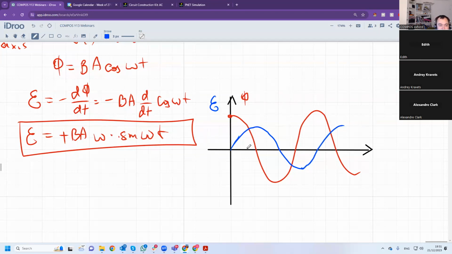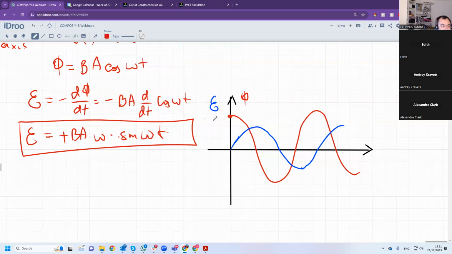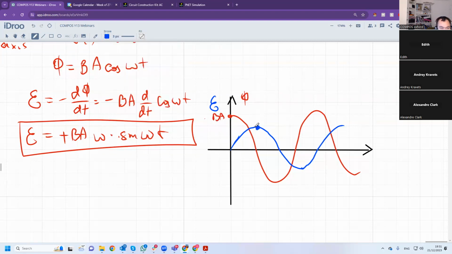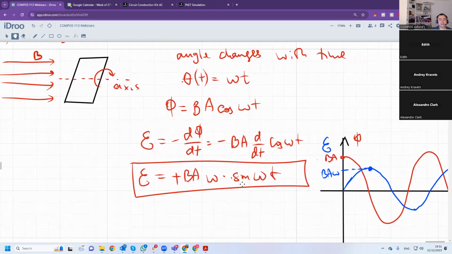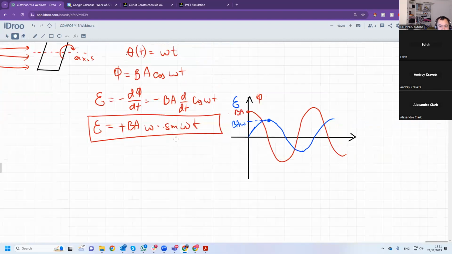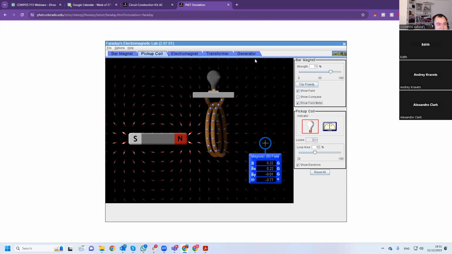All right. So the maximum value for phi is going to be BA. And the maximum value for this one is going to be BA omega. Okay, don't worry too much about this. Don't worry if you don't fully understand, but I hope you can see the logic that EMF changes and is going to be a sinusoidal wave. And that's how we generate electricity.